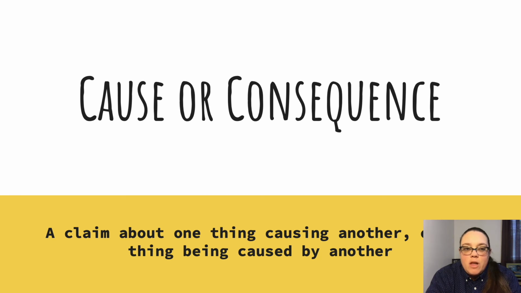The first example of logical fallacy that we'll look at is called cause or consequence. This is a claim about one thing causing another or one thing being caused by another. I've got a few examples. Global warming is caused by greenhouse gases being produced by humankind. So this is a claim where we're seeing one thing is causing another. Or the current economic crisis was caused primarily by deregulation of the financial industry. That would be another cause or consequence claim.